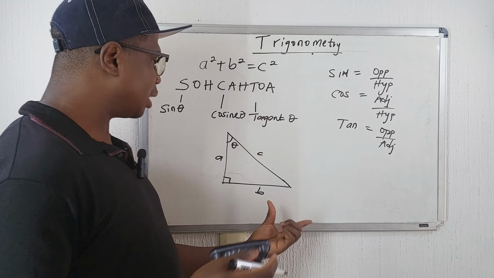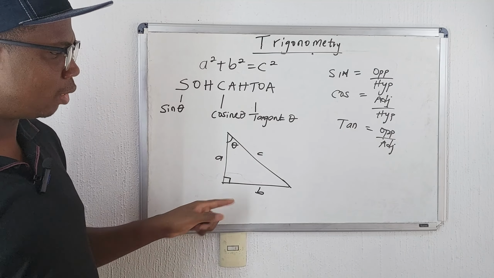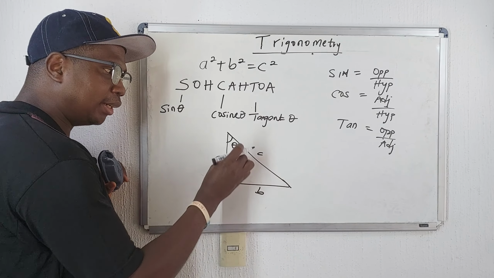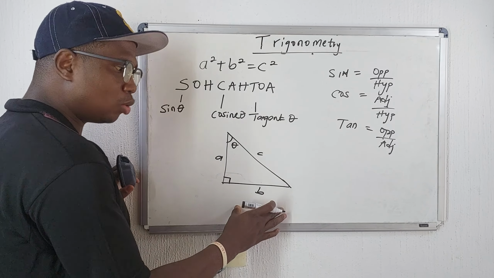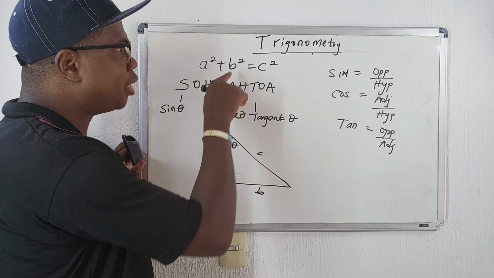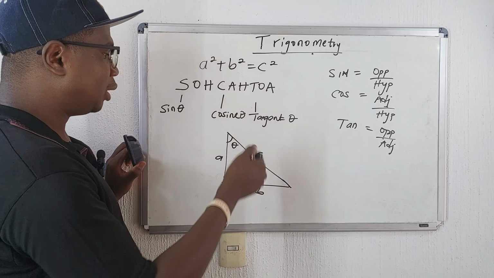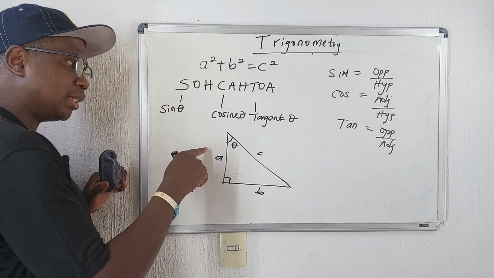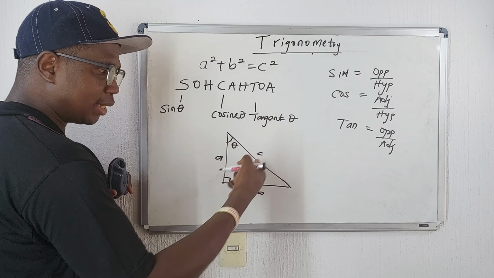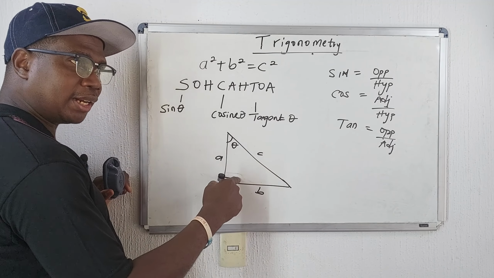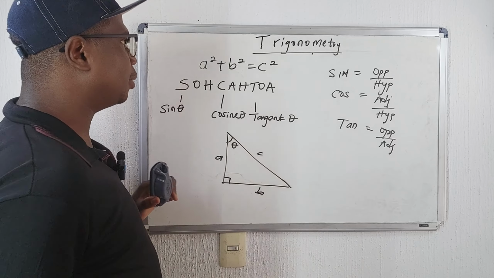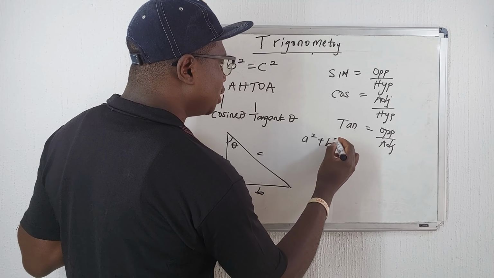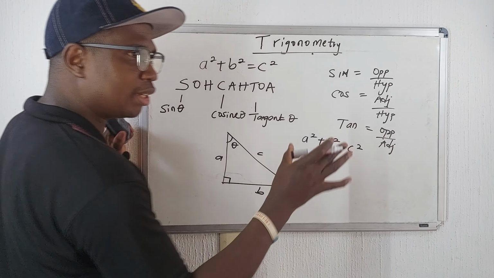Now let's describe this with the letters we established before. Given this triangle, the side opposite the angle given is our opposite. So in other words, B here is our opposite for this triangle. The side adjacent to the angle given is our adjacent, which is A. And the longest side, which is opposite the 90 degrees, is our hypotenuse. So we have A squared plus B squared equal to C squared, which we established before.